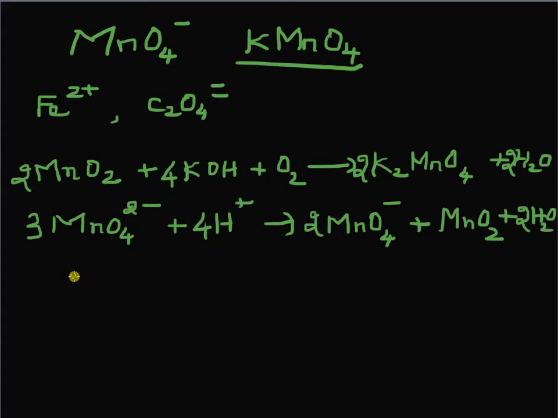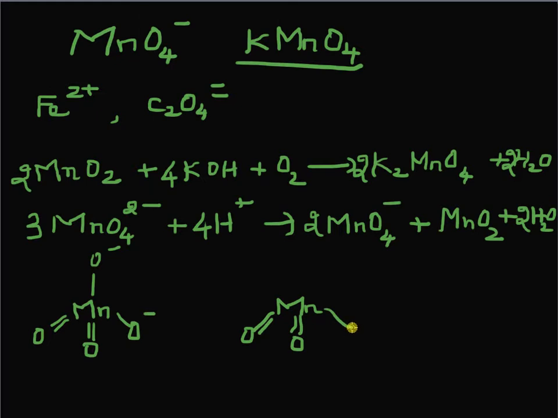Next thing is, we will write the structures of the manganate and permanganate ions. Manganate, MnO4 2 minus. In this, Mn is tetrahedrally surrounded by 4 oxygen. And since it has a 2 negative charge, we will write the structure like this. And the permanganate ion would be like this. Mn surrounded by the 4 oxygen atoms, and since it is uninegative, we will just write the structure like this.